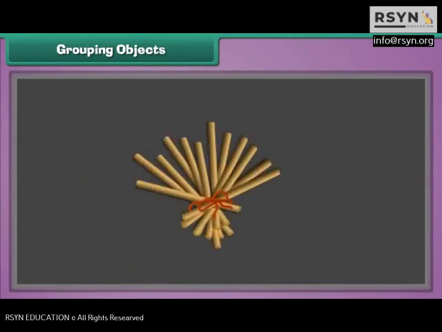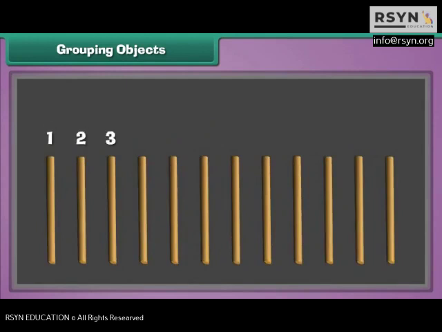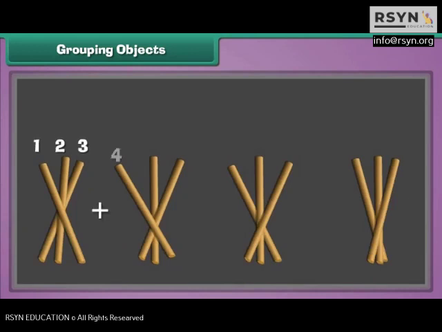Look at this bundle of sticks. There are 12 sticks in the bundle. To make 4 groups, each bundle will have 3 sticks. We can similarly group other objects.